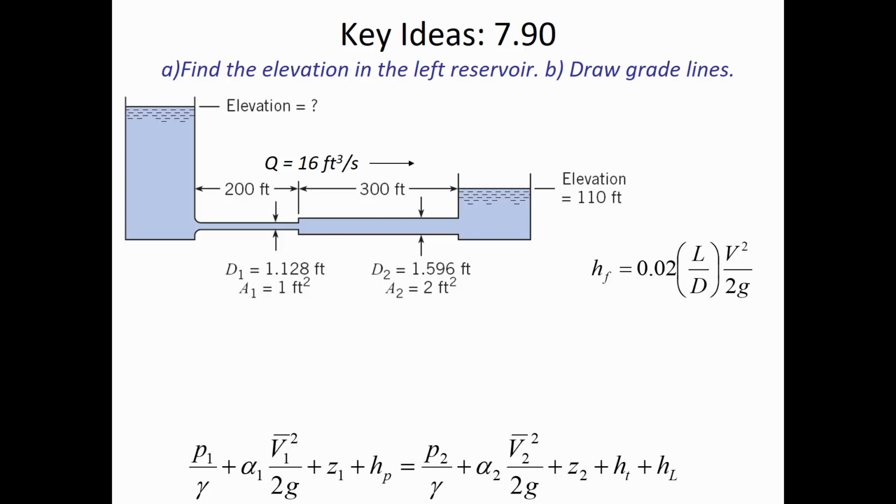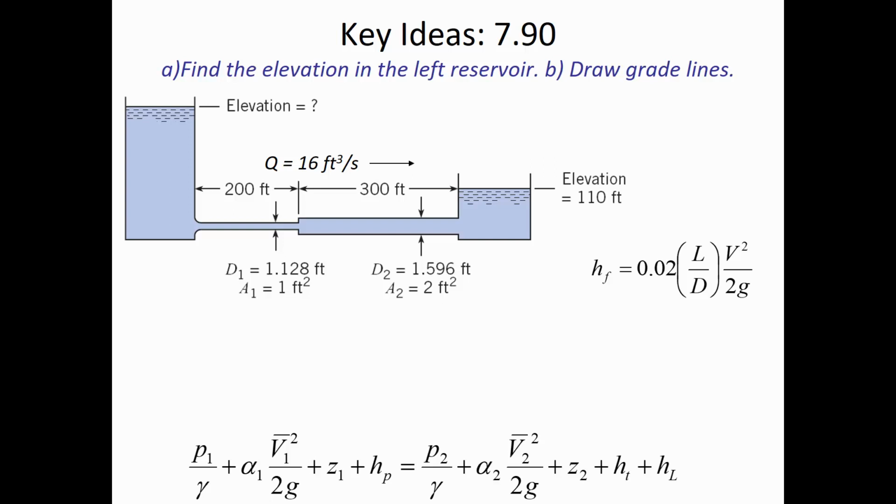All these local losses are some K value multiplied by the velocity head. So what's the K value for discharge from a pipe into a tank? It's 1. So you lose all of the velocity head. So that is going to be V2 squared divided by 2g. Okay, so all of those head losses, those 4 components, are going in here.